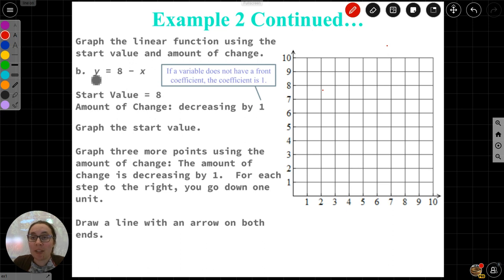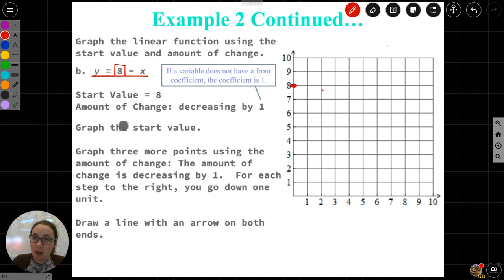So, looking at this function, we can see that our start value right here is 8. Our start value is 8, which means that the first point we're going to plot on our graph is when x equals 0, y equals 8. (0, 8) is our first point.